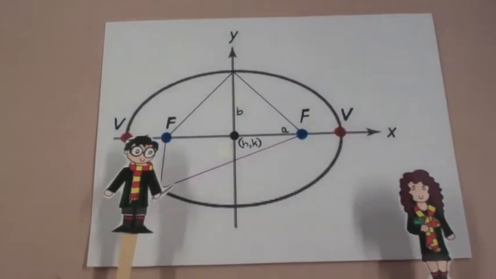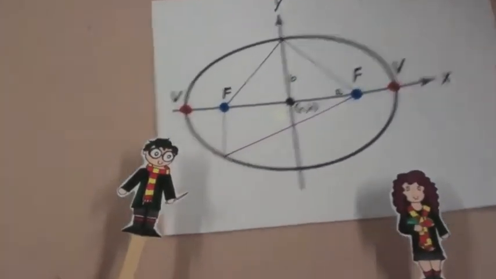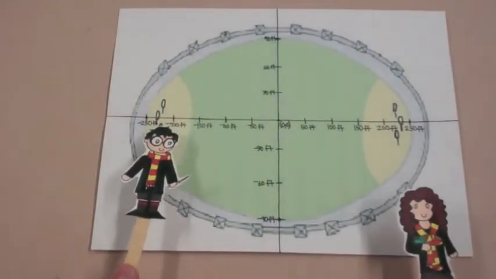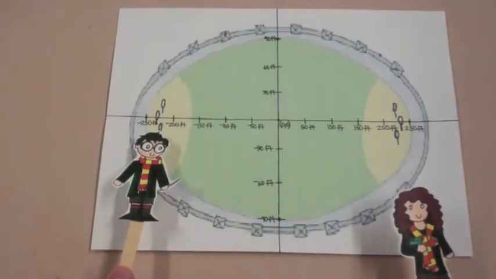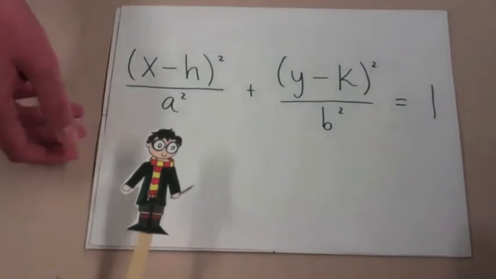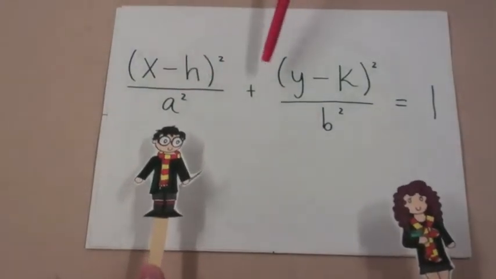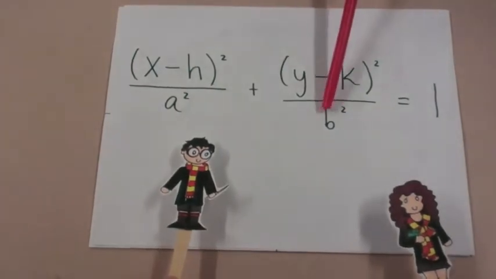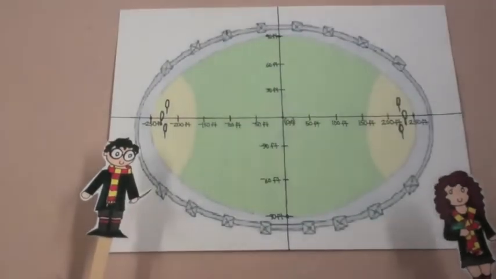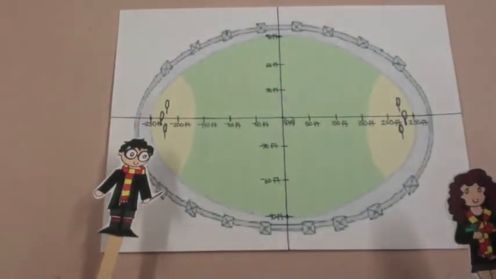Great. I understand the meaning of an ellipse now. So the Quidditch field is a horizontal ellipse because the horizontal length is longer than the vertical length, right? Yes. We can write the equation once we know the numerical values for all the parts of an ellipse. The standard form of an equation for an ellipse is (x minus h) squared over a squared plus (y minus k) squared over b squared equals 1. Since the Quidditch field is horizontal, the value of A will be half of the major axis, and the value of B will be half of the minor axis.